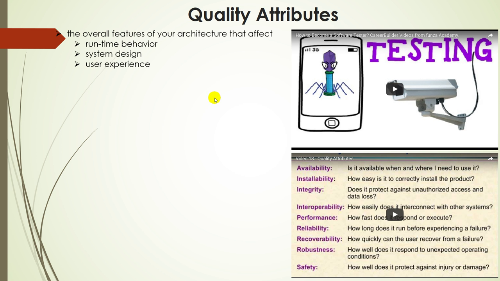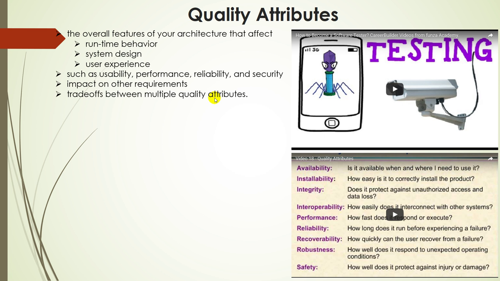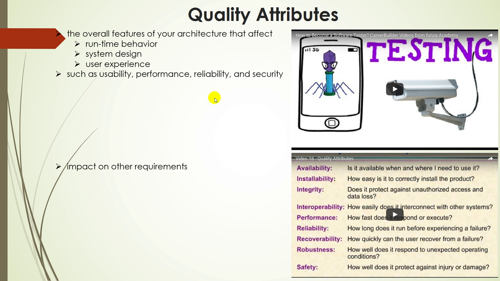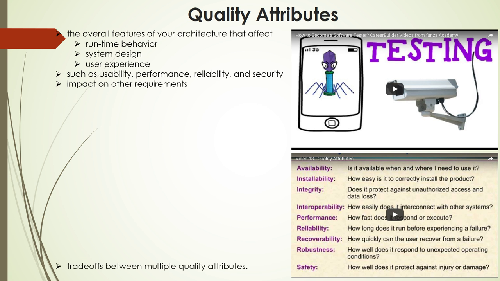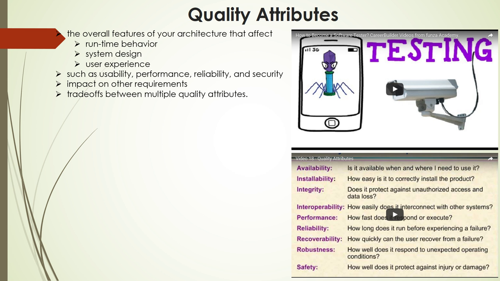The extent to which the application processes a desired combination of quality attributes such as usability, performance, reliability, and security indicate the success of the design and the overall quality of the software application. When designing applications to meet any of these qualities, it is necessary to consider the impact on other requirements. You must analyze the trade-off between multiple quality attributes.